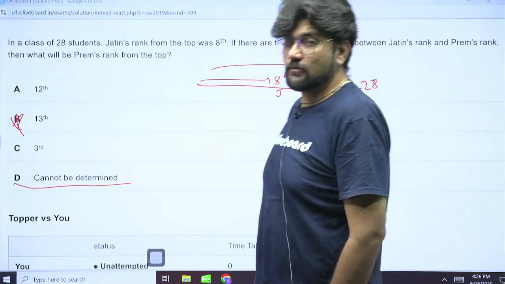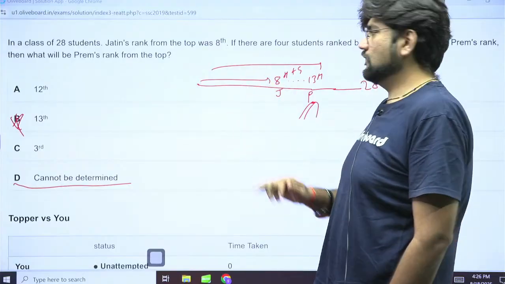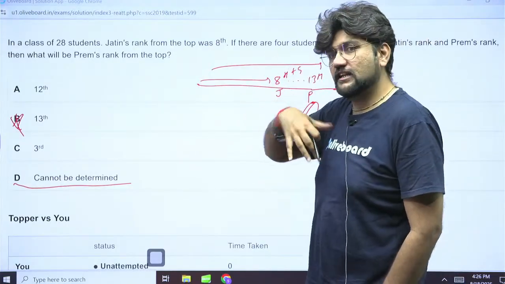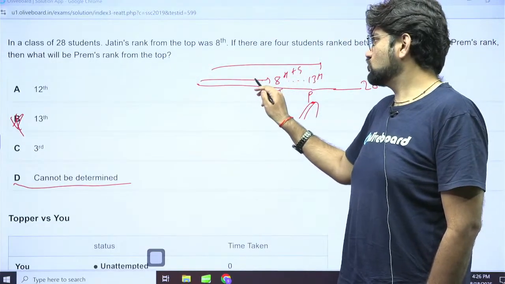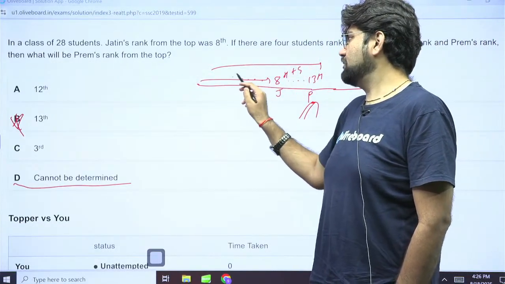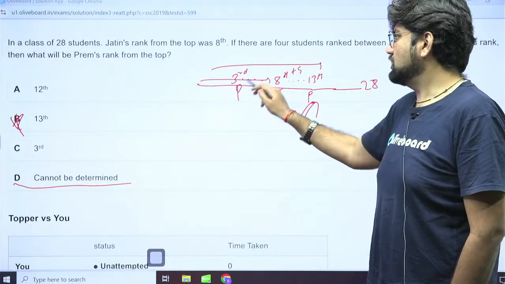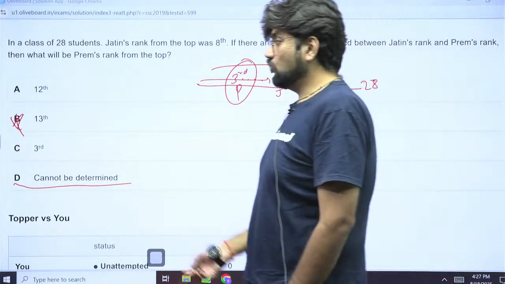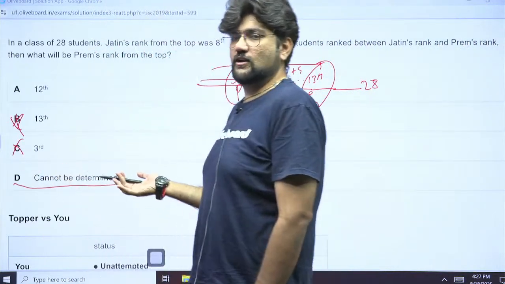Whenever there is a cannot be determined in an option, always just check it. Check it, with caution. They are not mentioning that 4 students between Jatin and Prem are sitting after Jatin or before Jatin. I can have these 4 students here also. So this guy can be 3rd. So Prem has 2 possibilities. He can be 3rd rank also and 13th rank also. So, and both of them are in the answers. So what is going to be my answer? It is cannot be determined.